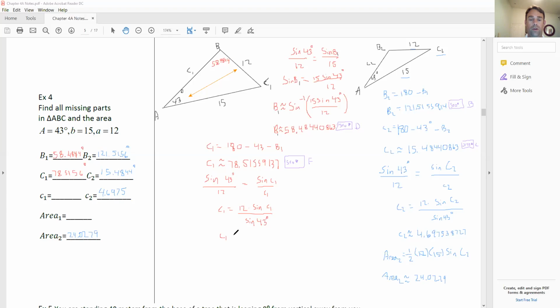And C1 is approximately 17.2430732. So 2431.